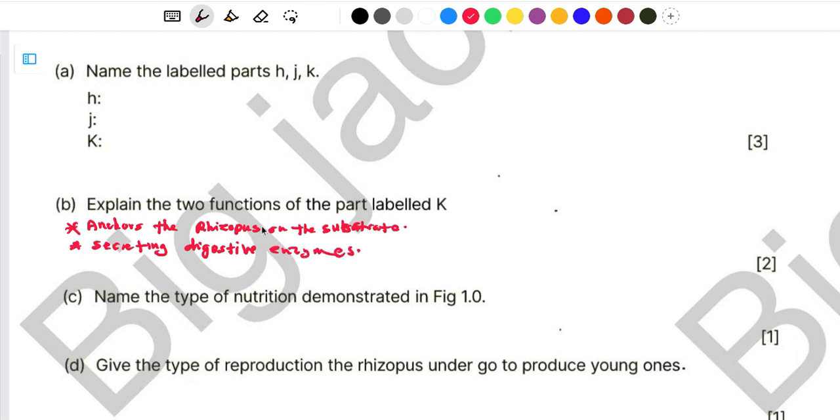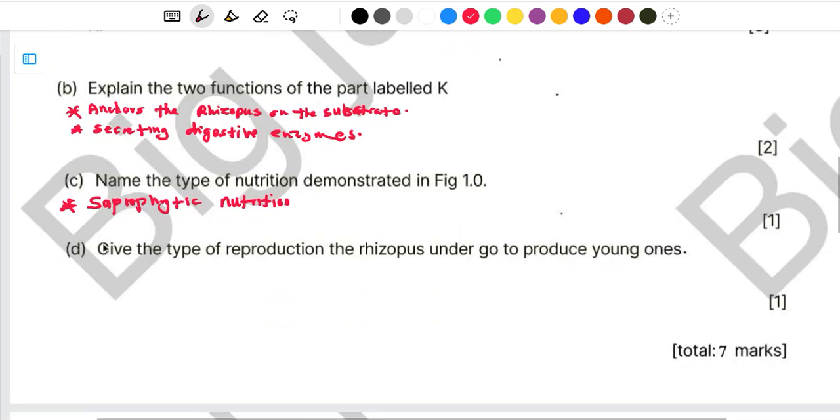Alright, so the second one is saying name the type of nutrition demonstrated in figure 1.0. So that one is called saprophytic nutrition. So usually saprophytic organisms obtain nutrients from dead organisms or dead living organisms. Okay, so we can say that one is going to be saprophytic nutrition. And also holozoic nutrition, that can take place in animals like us human beings.